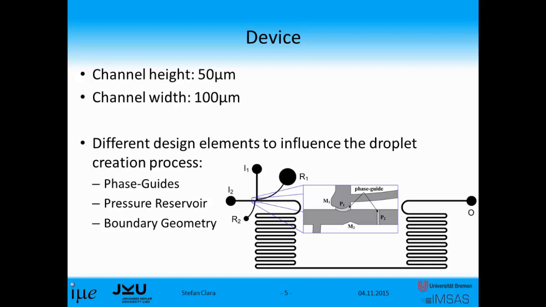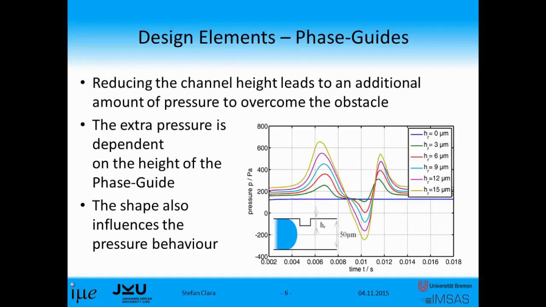One is directly at the position of the T-junction. The second one is a bit further in the main channel. And we have 2 boundary geometries named M1 and M2. If we make a very simple experiment, sliding a droplet over a phase guide with a constant speed, you see that the pressure at the inlet increases, because an extra amount of pressure is necessary to push the droplet over the phase guide.